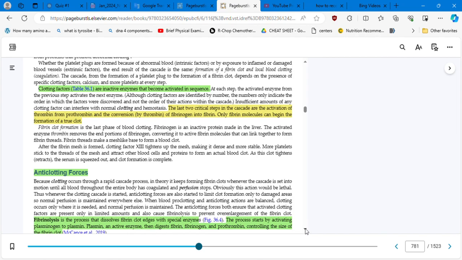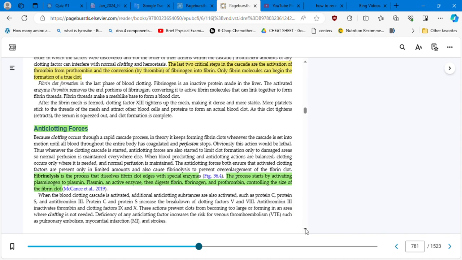Clotting factors are inactive enzymes that become activated in sequence. The last 2 critical steps in the cascade are the activation of thrombin from prothrombin and the conversion by thrombin of fibrinogen into fibrin. Only fibrin molecules can begin the formation of a true clot.